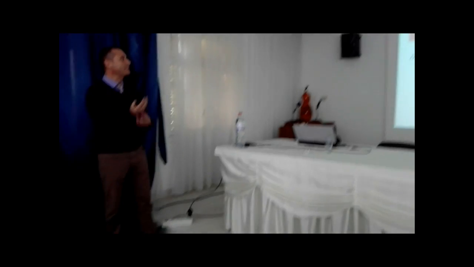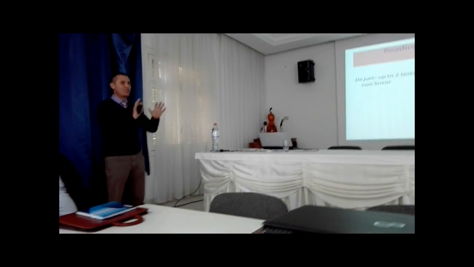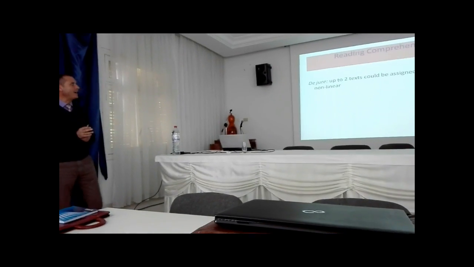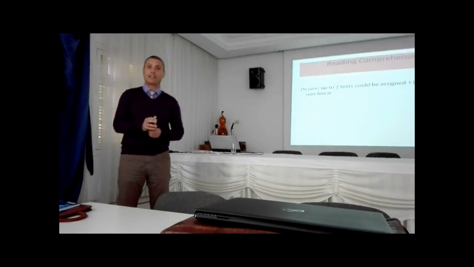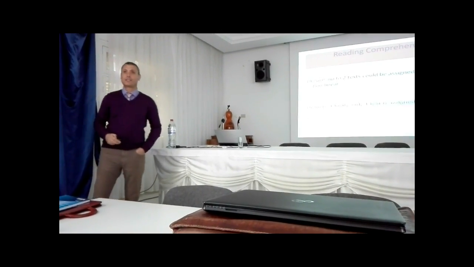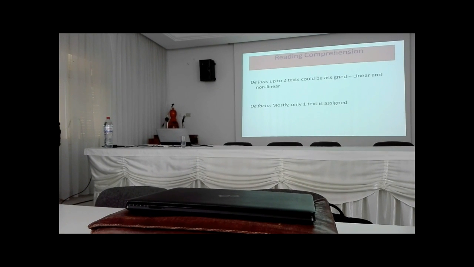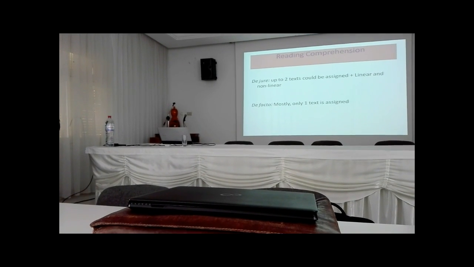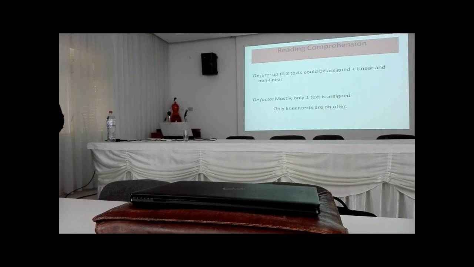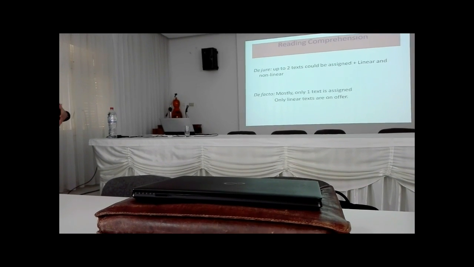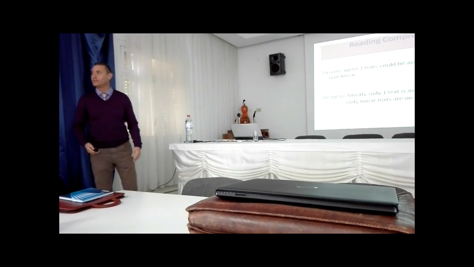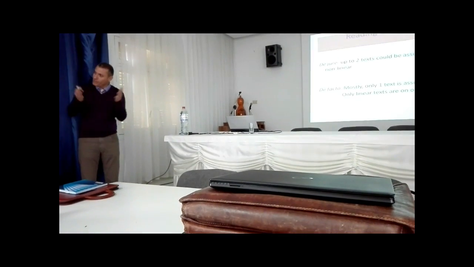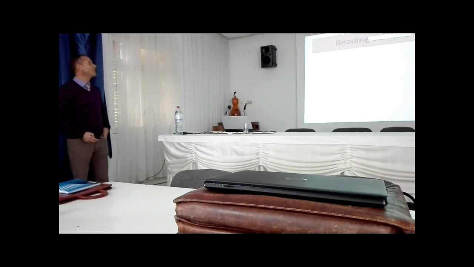So, for the reading comprehension, de jure, what we have on the document, we can assign up to 2 texts, linear and non-linear. But de facto, this is a different story. De facto, we only assign one text, and it's linear. Again, are we exposing the learner to a variety of texts, a variety of material? Right? So, remember the downward spiral that we've been going through.